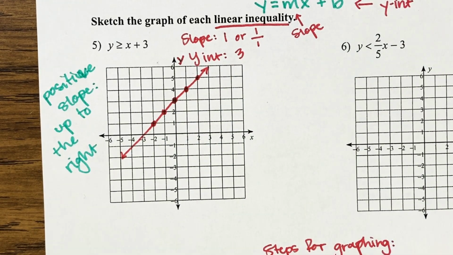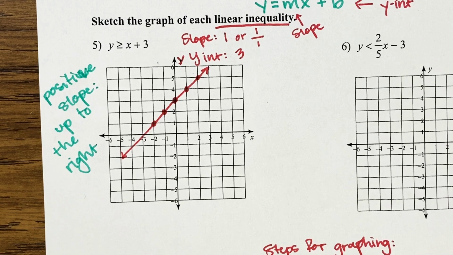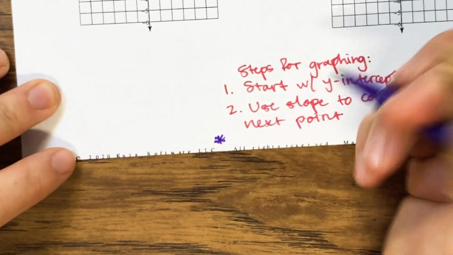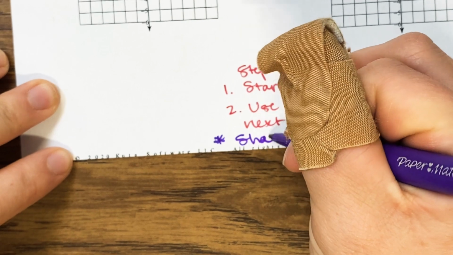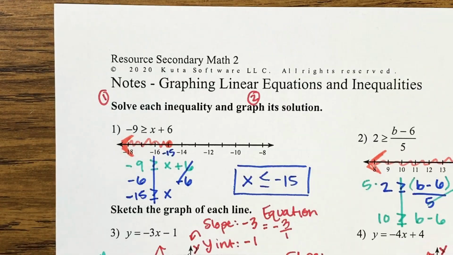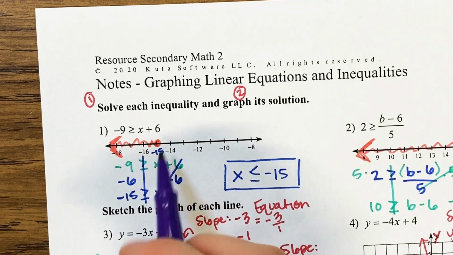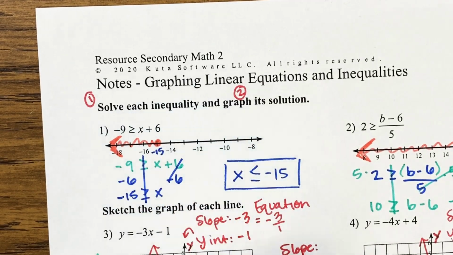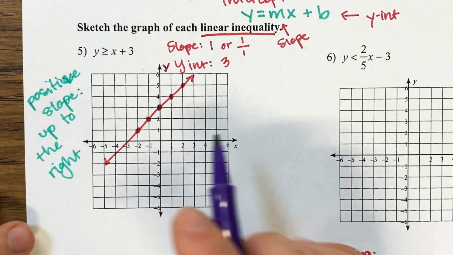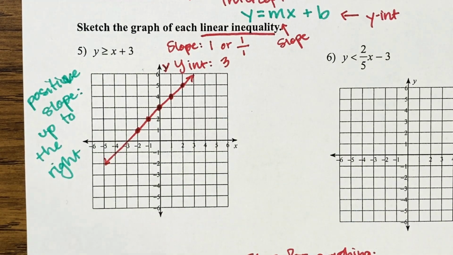Okay, so this is where we need one more step. Our last step for inequalities, in fact, the only step for inequalities, is you need to then shade. Just like up here when we were graphing inequalities, we had to shade a certain way, right? We have to do the same thing with linear inequalities. We have to shade. So I'm going to get a highlighter.